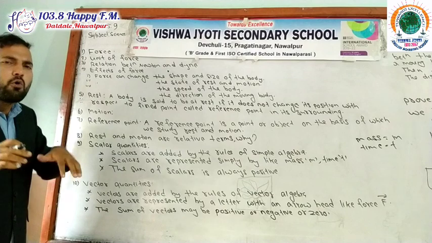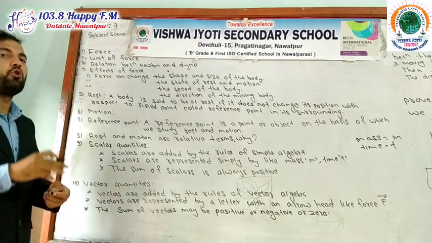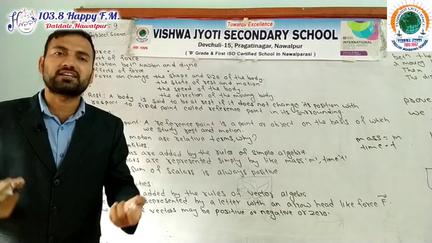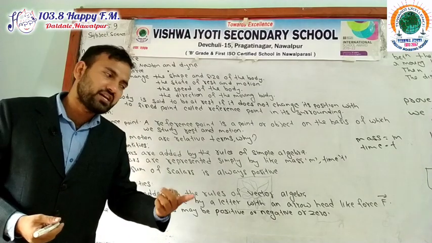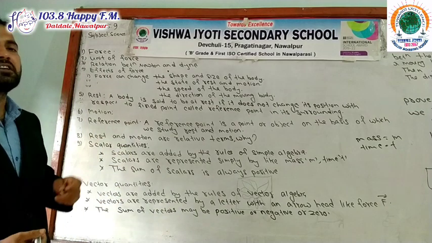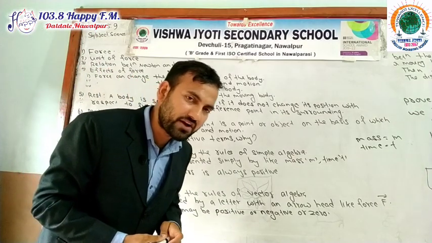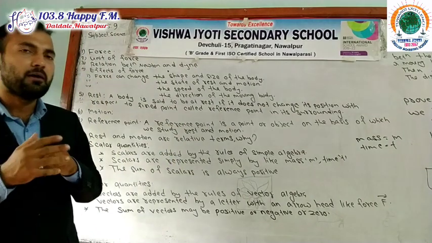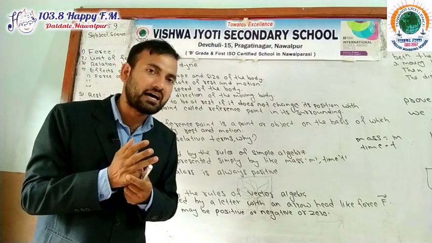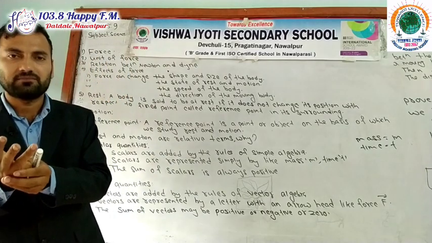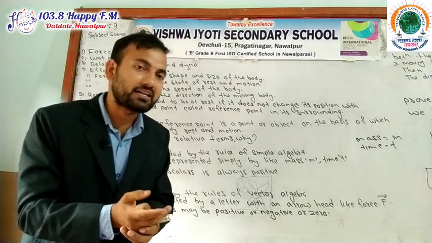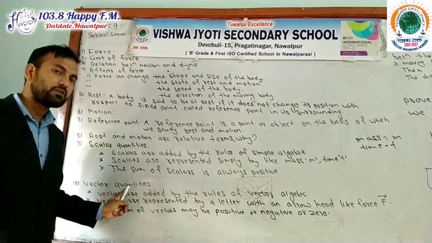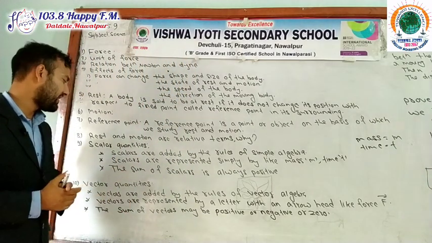Vector quantities. What do you mean by vector quantities? Those quantities which have both magnitude and fixed direction are known as vector quantities. Examples of vector quantities are velocity and displacement. They have both magnitude and fixed direction.